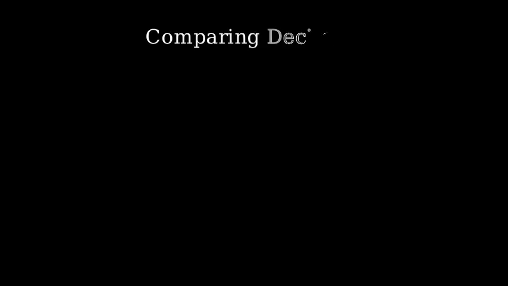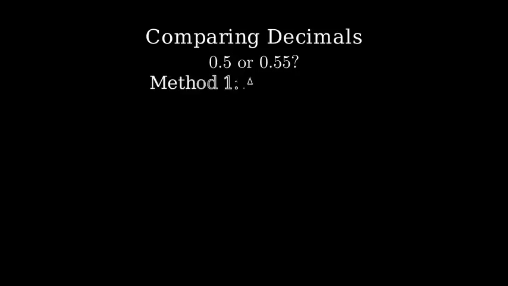Let's compare two decimal numbers, 0.5 and 0.55. Which one is larger? Let's solve this two different ways. First, let's make both numbers have the same number of decimal places. We can do this by adding a 0 to 0.5.